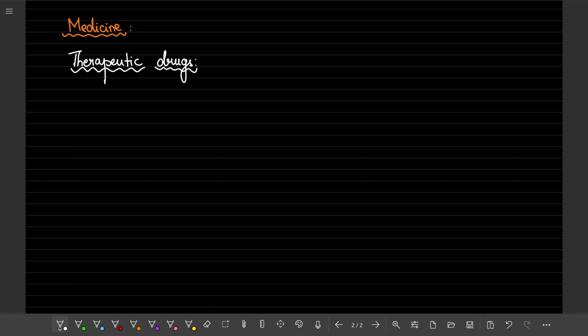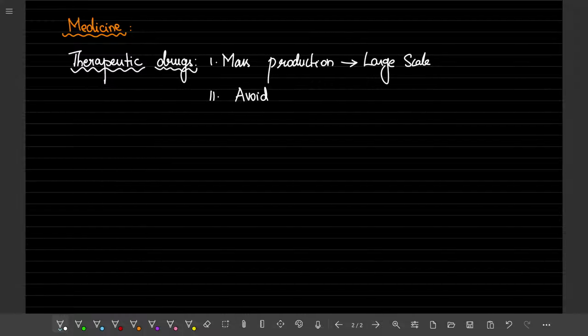So therapeutic drugs. These drugs are produced through biotechnology because the benefit is mass production, as we already saw in the previous lesson through bioreactors. Mass production, that is production on a large scale, means a larger population can get it, and it can avoid unwanted immune reactions. What is it referring to?